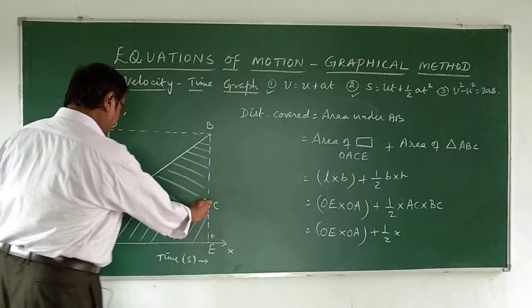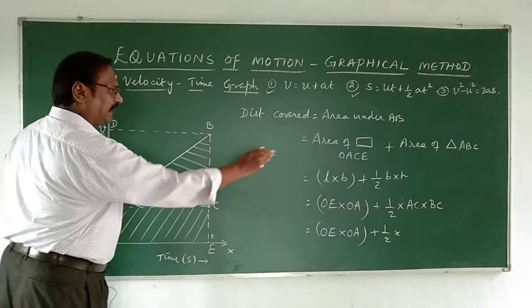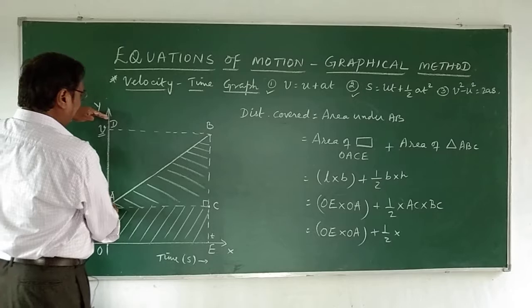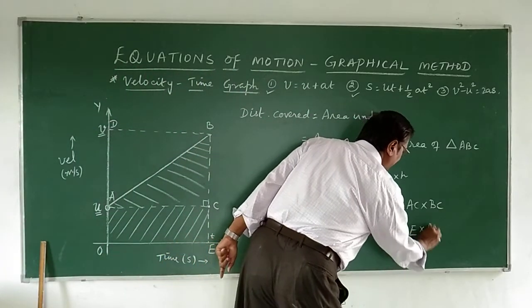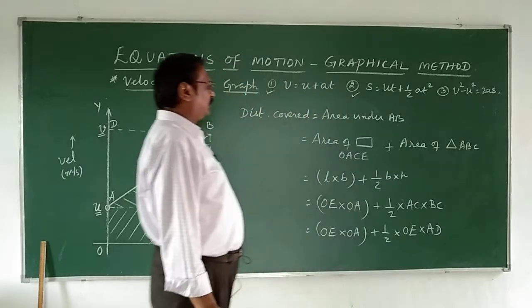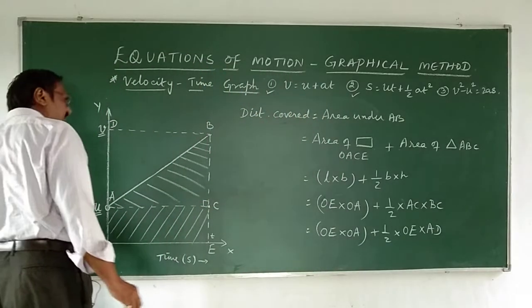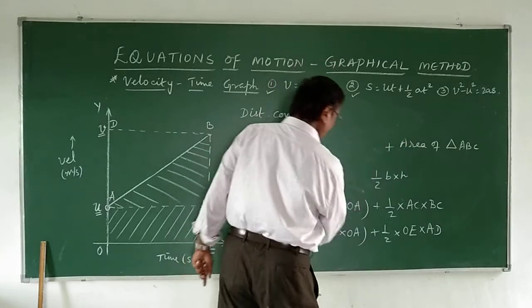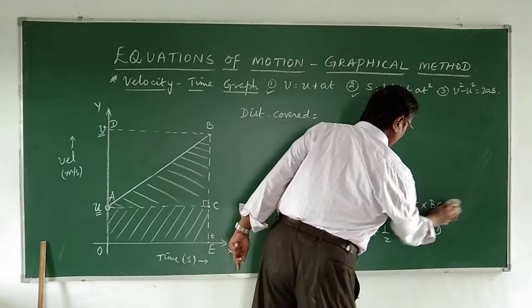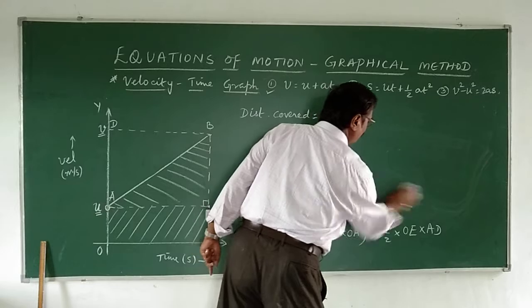Once again come here, AC. AC is OE and BC is AD. Okay, OE multiplied by AD. Fine. You got this much now? So let me erase this part now. Distance covered. This much I have done already. I am going to make the substitution.